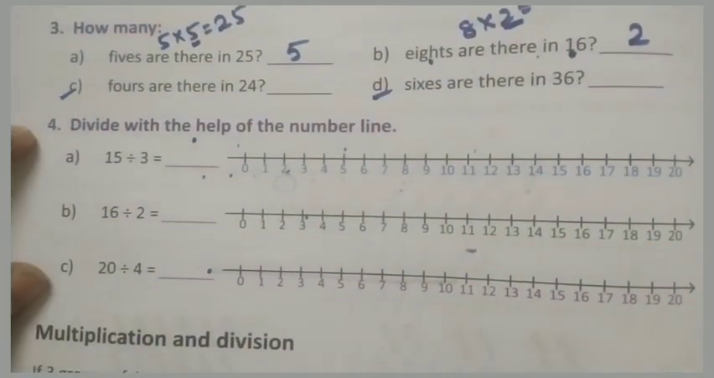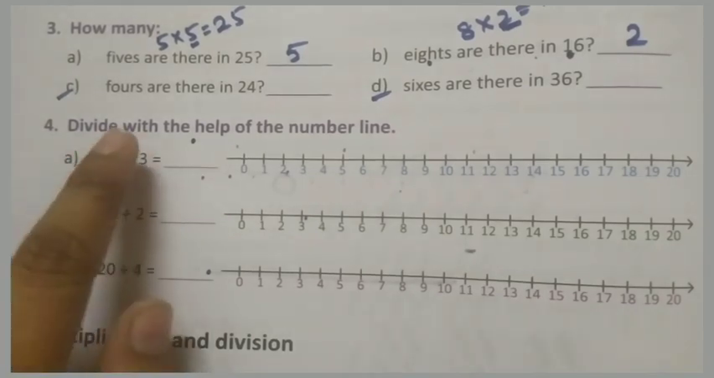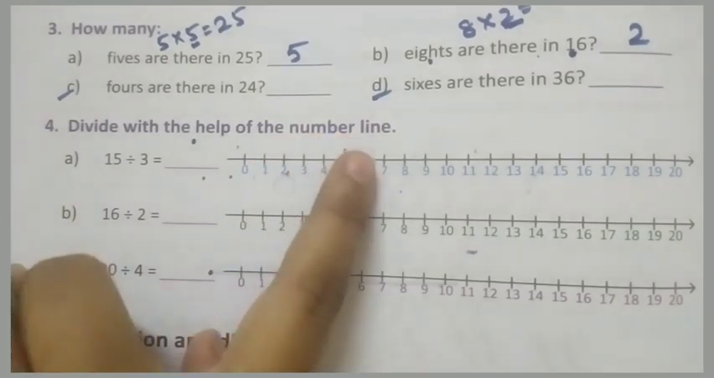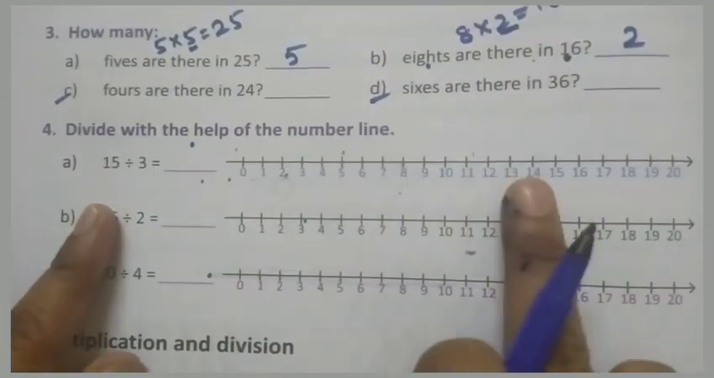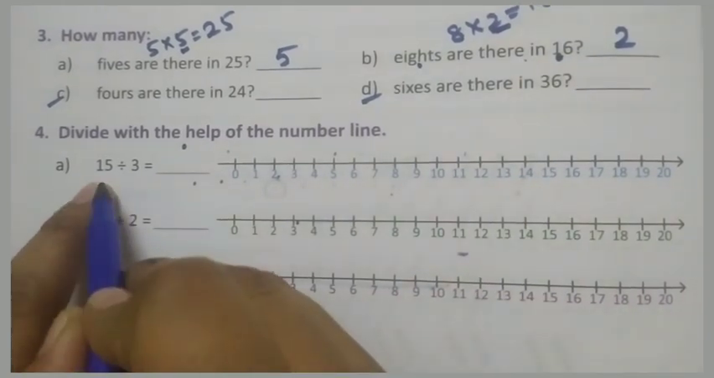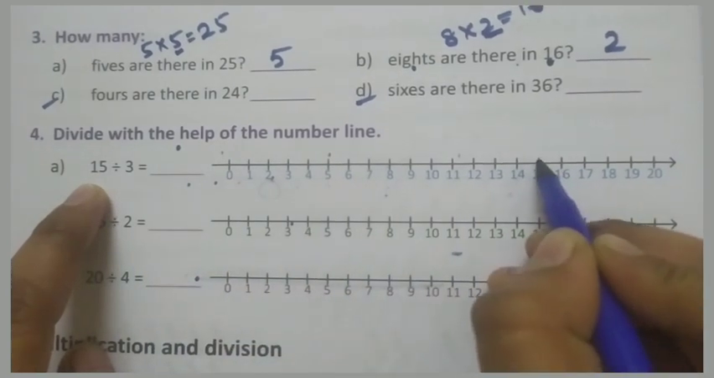Now I will explain this. In this A1 I will explain. You have to do B and C. Divide with the help of a number line. You have to divide this 15 divided by 3 with the help of a number line. First look at this. What is the number here? 15. Here it is 15.